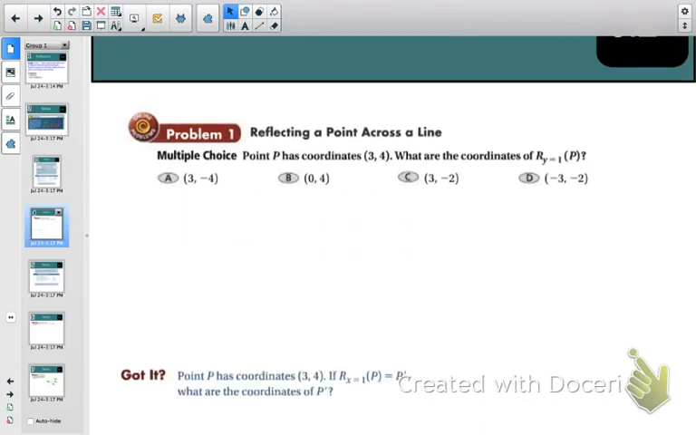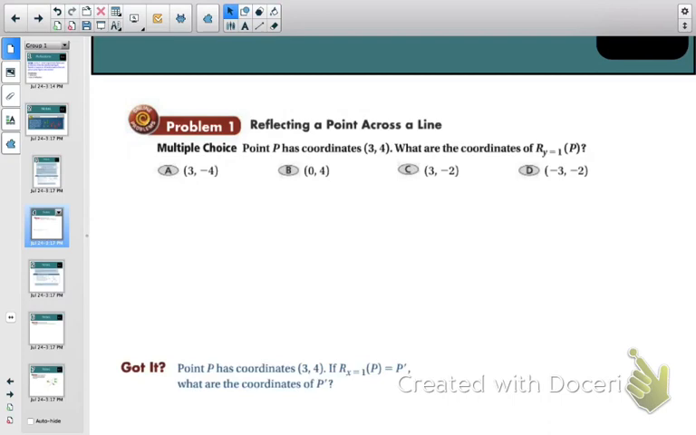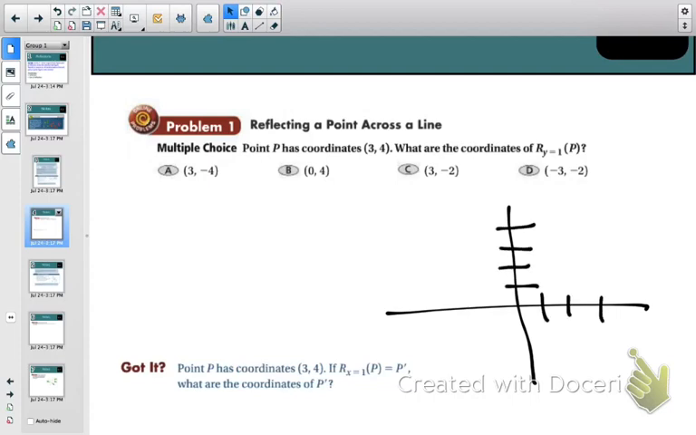Okay. So let's look at this example. So point P has coordinates 3, 4. What are the coordinates of this reflection? So you're reflecting over y equals 1. So with these, it's probably just best to graph and then reflect. So 3, 4 is going to be over 1, 2, 3, up 1, 2, 3, 4.